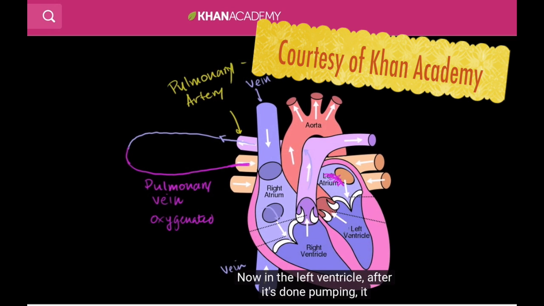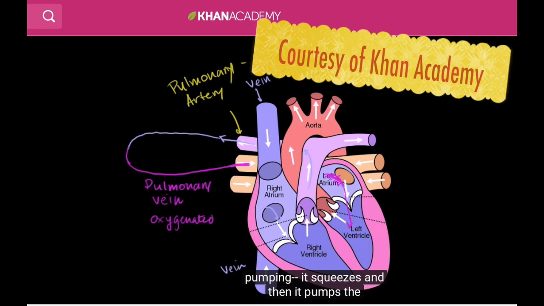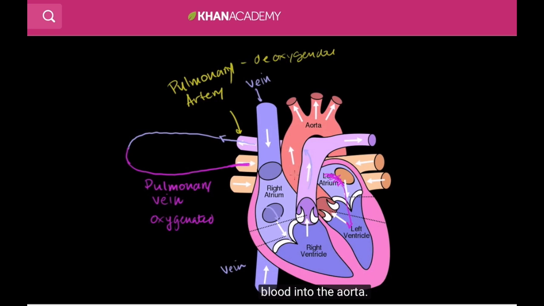Now in the left ventricle, after it's done pumping, it expands, and so that oxygenated blood flows into the left ventricle. Then the left ventricle, the ventricles are what do all the pumping. It squeezes, and then it pumps the blood. It pumps the blood into the aorta. Now the aorta, this is an artery. Why is it an artery? Because we're going away from the heart.